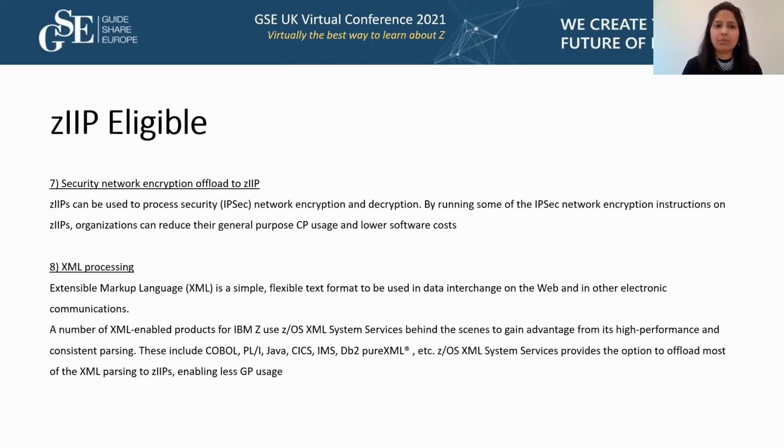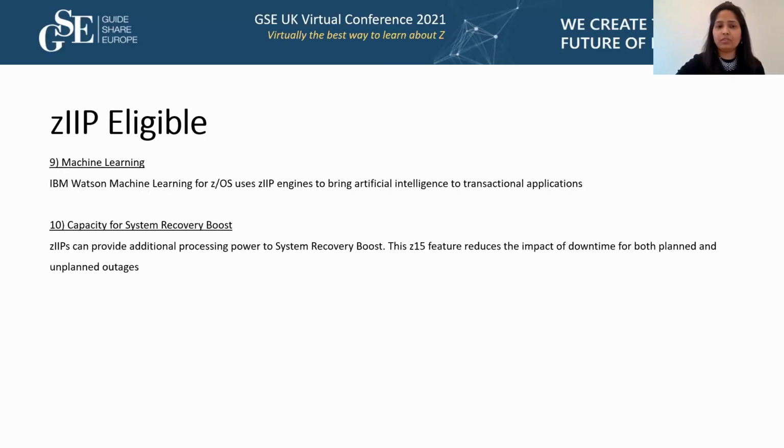Next one is the XML processor. As we all know, this is a simple and flexible text format used for data interchange on the web and in electronic communication. So all the XML processing is eligible for zIIP. Machine learning: IBM Watson Machine Learning for z/OS uses the zIIP engines to bring intelligence to transactional applications.